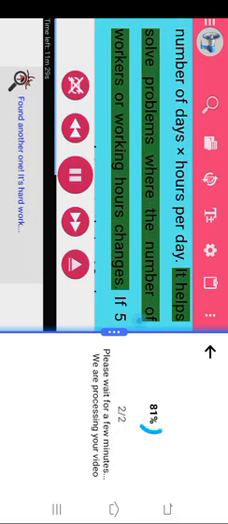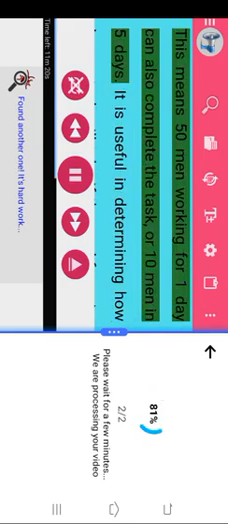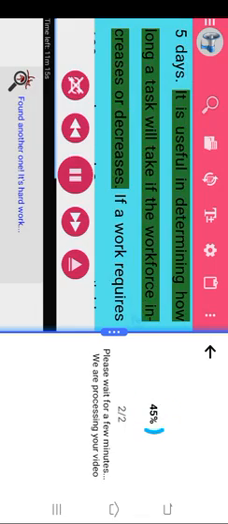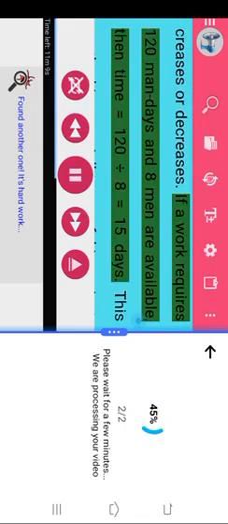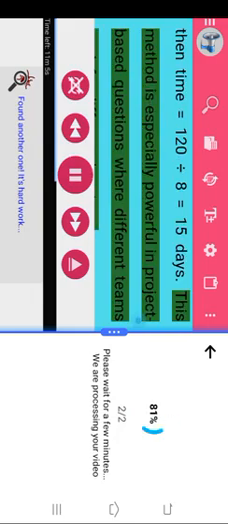The mandate concept is based on the idea that total work equals number of men times number of days times hours per day. It helps solve problems where the number of workers or working hours changes. If 5 men can complete a task in 10 days, then total work equals 5 times 10 equals 50 man days. This means 50 men working for 1 day can also complete the task, or 10 men in 5 days. It is useful in determining how long a task will take if the workforce increases or decreases. If a work requires 120 man days and 8 men are available, then time equals 120 divided by 8 equals 15 days. This method is especially powerful in project-based questions where different teams work for different durations.